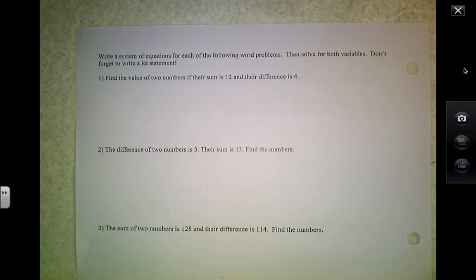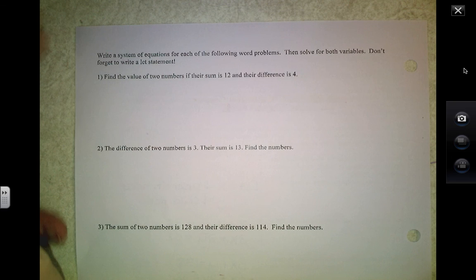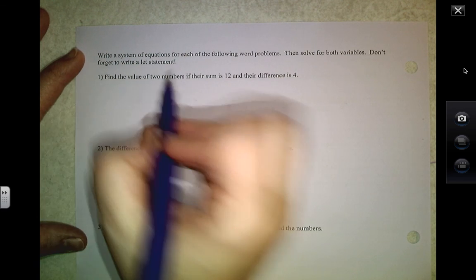I'm going to set up 2 different systems for you because I don't want to take up too much time here, and the point here is to understand how to set up the equations, and then I'm going to ask you to solve them on your own, okay? So we're going to do number 1. We're going to find the value of 2 numbers if their sum is 12 and their difference is 4. Okay, so nice short word problem.